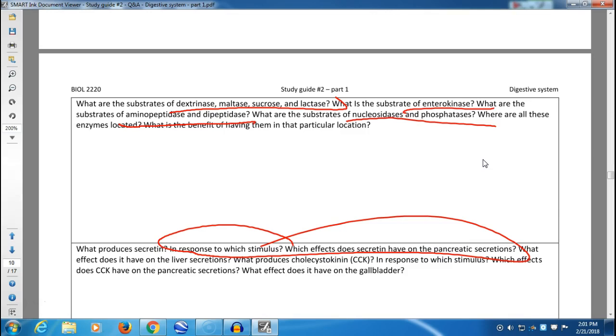What about CCK? What stimulates CCK release? Fat in the chyme. What does CCK do with pancreas? Stimulates the release of enzymes. Very good. And it also stimulates the contractions of the gallbladder. And here I want to make a plug for gallbladder.